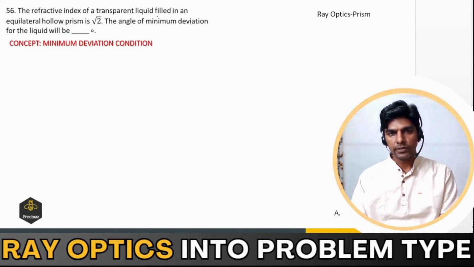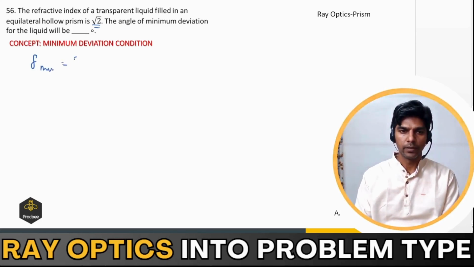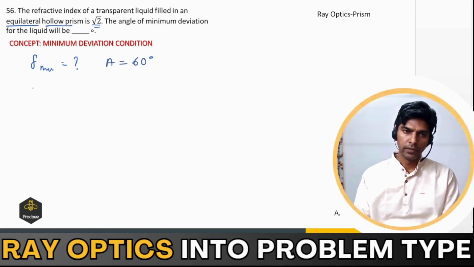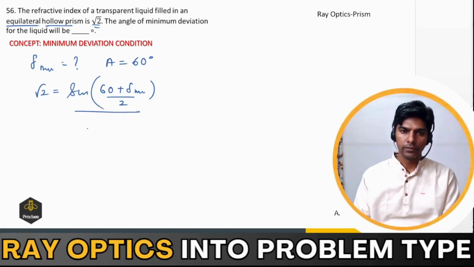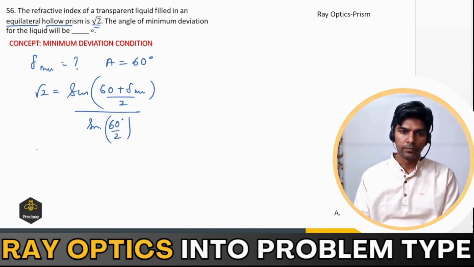The refractive index of the transparent liquid filled in an equilateral hollow prism is root 2. The angle of minimum deviation for the liquid will be? So we have to find minimum deviation. And it's an equilateral hollow prism, so A will be 60 degrees. So we can say root 2 will be equal to sine of (60 plus minimum deviation) by 2 upon sine A by 2, that will be 60 by 2. And sine 30 is root 3 by 2. Oh, sorry, 1 by 2.